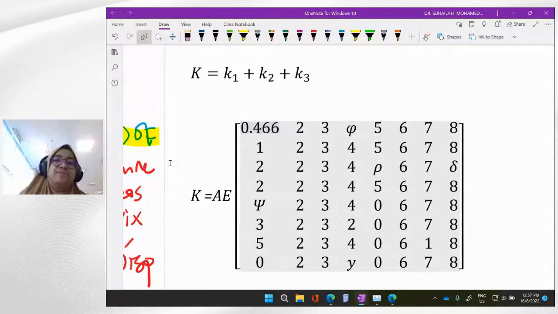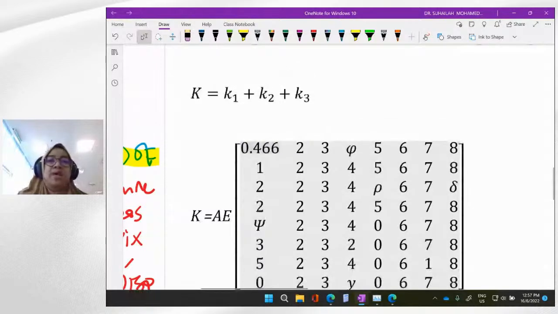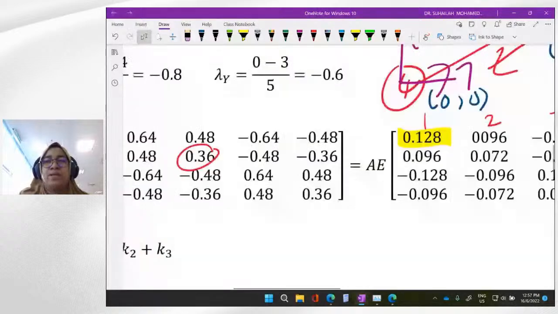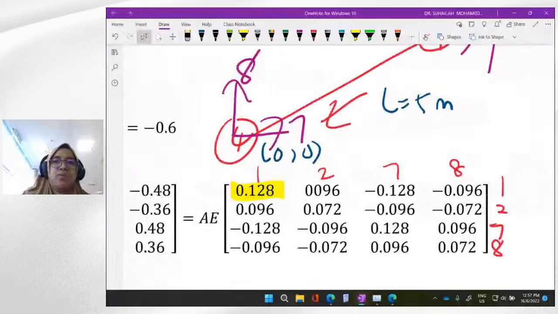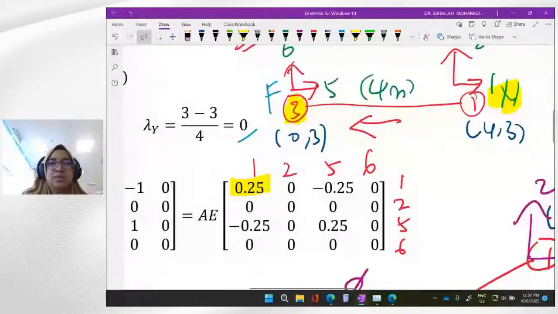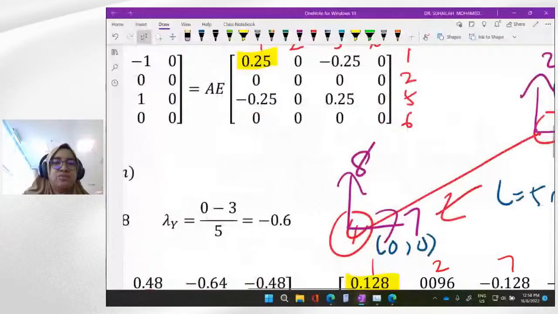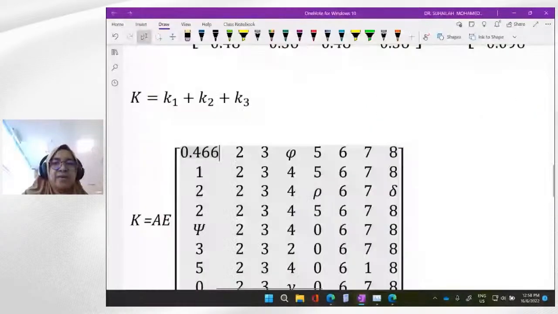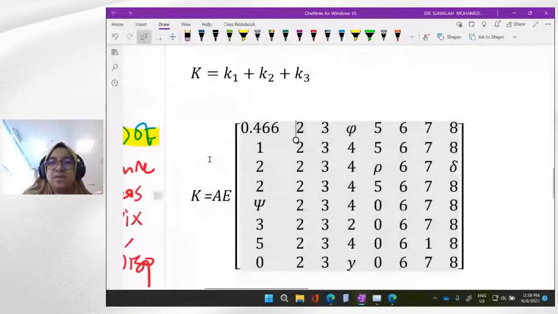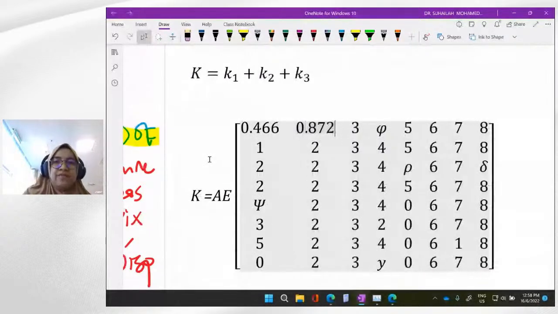Okay, move to the next value, 1, 2. In K1, 1, 2 is 0.096, and 1, 2 in K3 is negative 0.088. Okay, we get 0.872. Now we move to the next value.